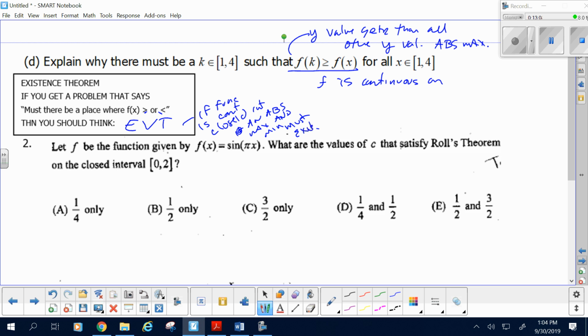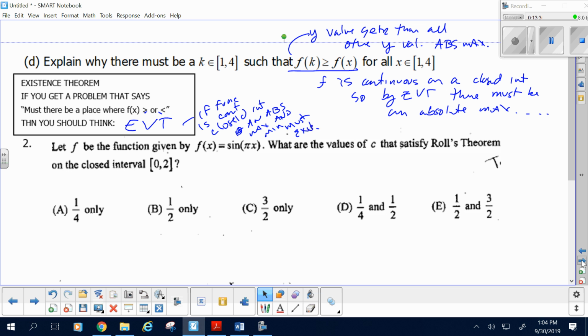So, back to this. F is continuous on a closed interval. So, by EVT, here's where you could either say it just like they say it, there must be a K, blah, blah, blah, or you could say there must be an absolute maximum. Either way. You follow me? Okay. Questions on that free response?